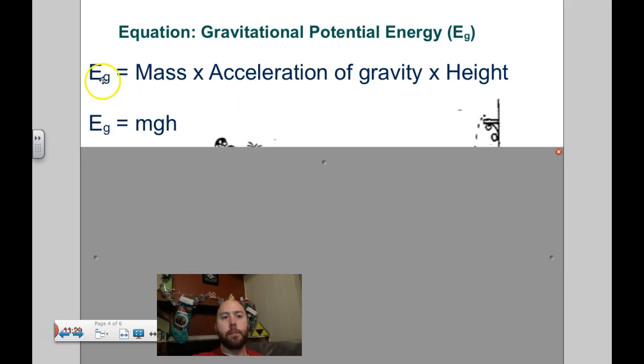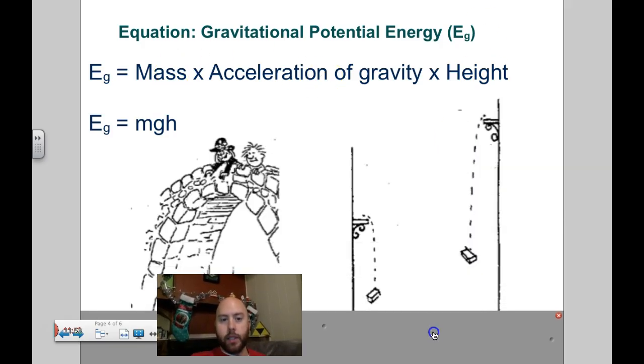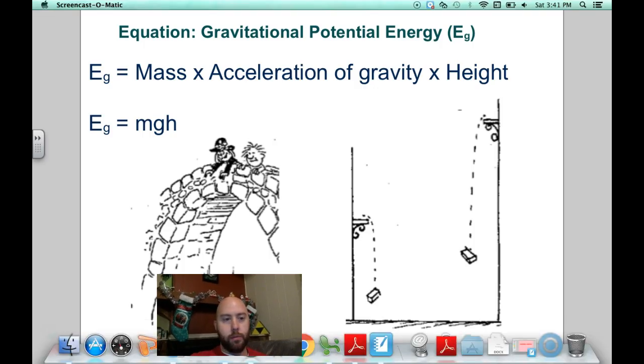So what are the things gravitational potential energy depends on? Well, let's see. It depends on your mass, it depends on the acceleration of gravity, and it depends on height. Now, for the sake of argument, we're just going to make everything here on Earth, so this is going to be a constant. It's always going to be 9.8 meters per second squared. So the things that can change are the mass and the height. So we can see that with these two pictures.